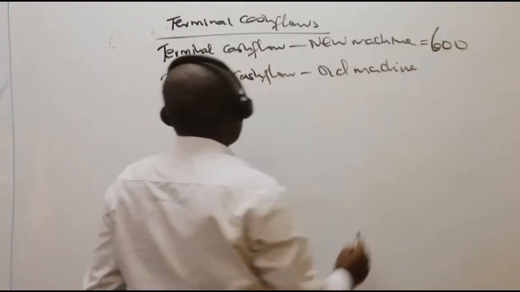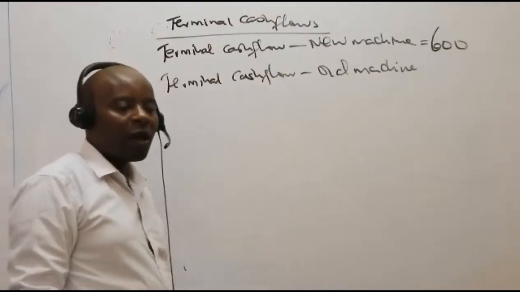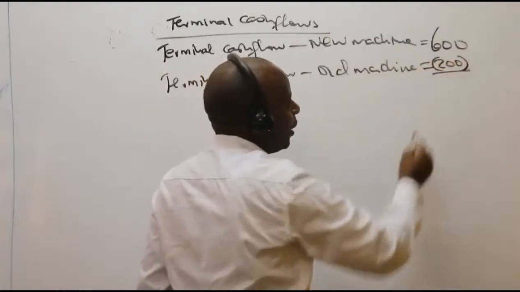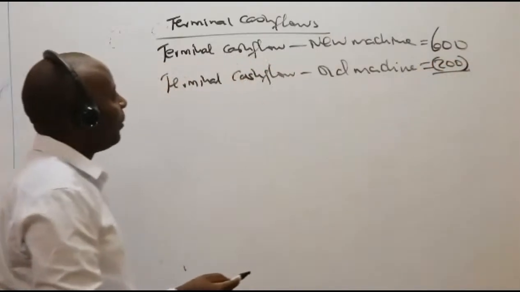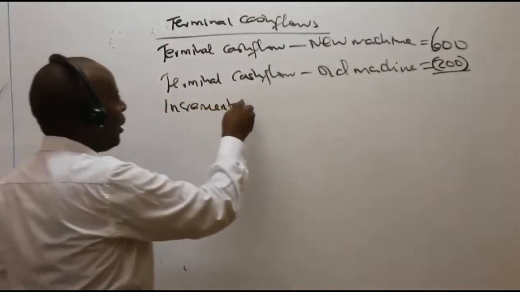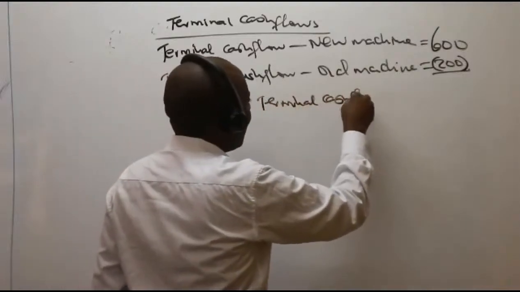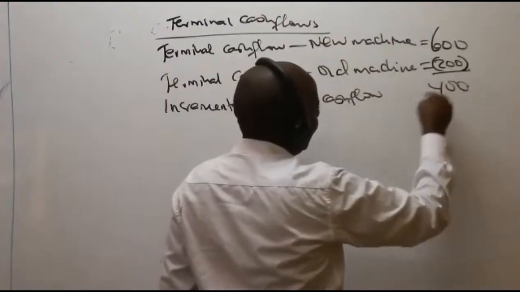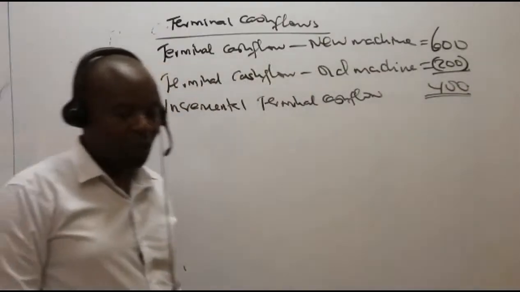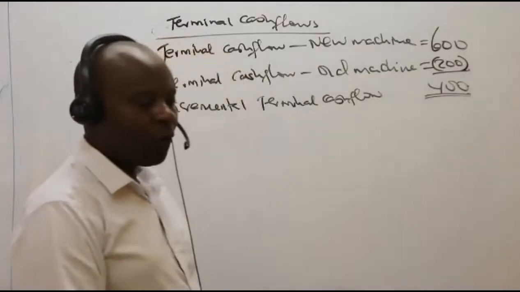How about the terminal cash flow of the old machine, which we'll have to forego? It is 200. So in short, ladies and gentlemen, our incremental terminal cash flow will be 400. Remember that this is a one-off figure. It's a lump sum figure.